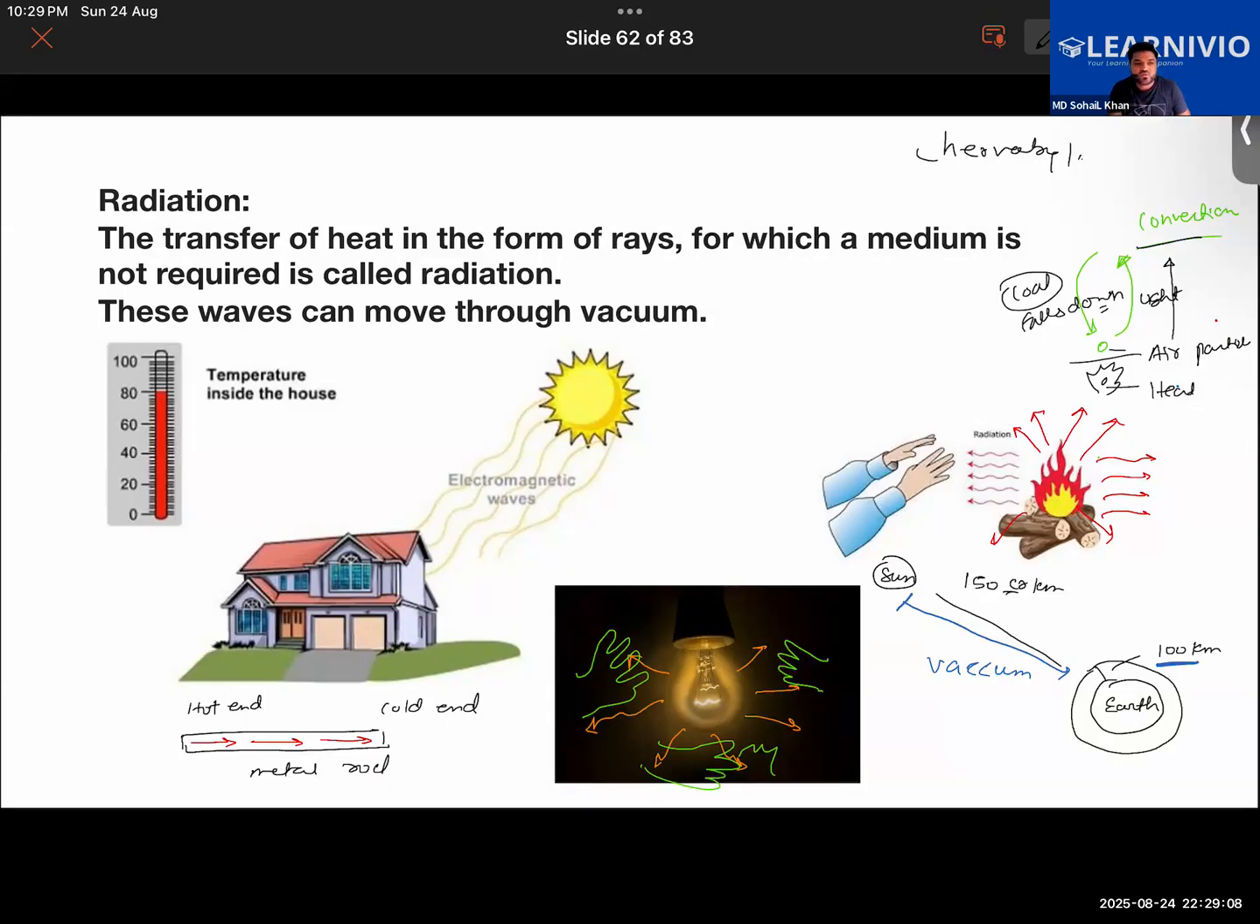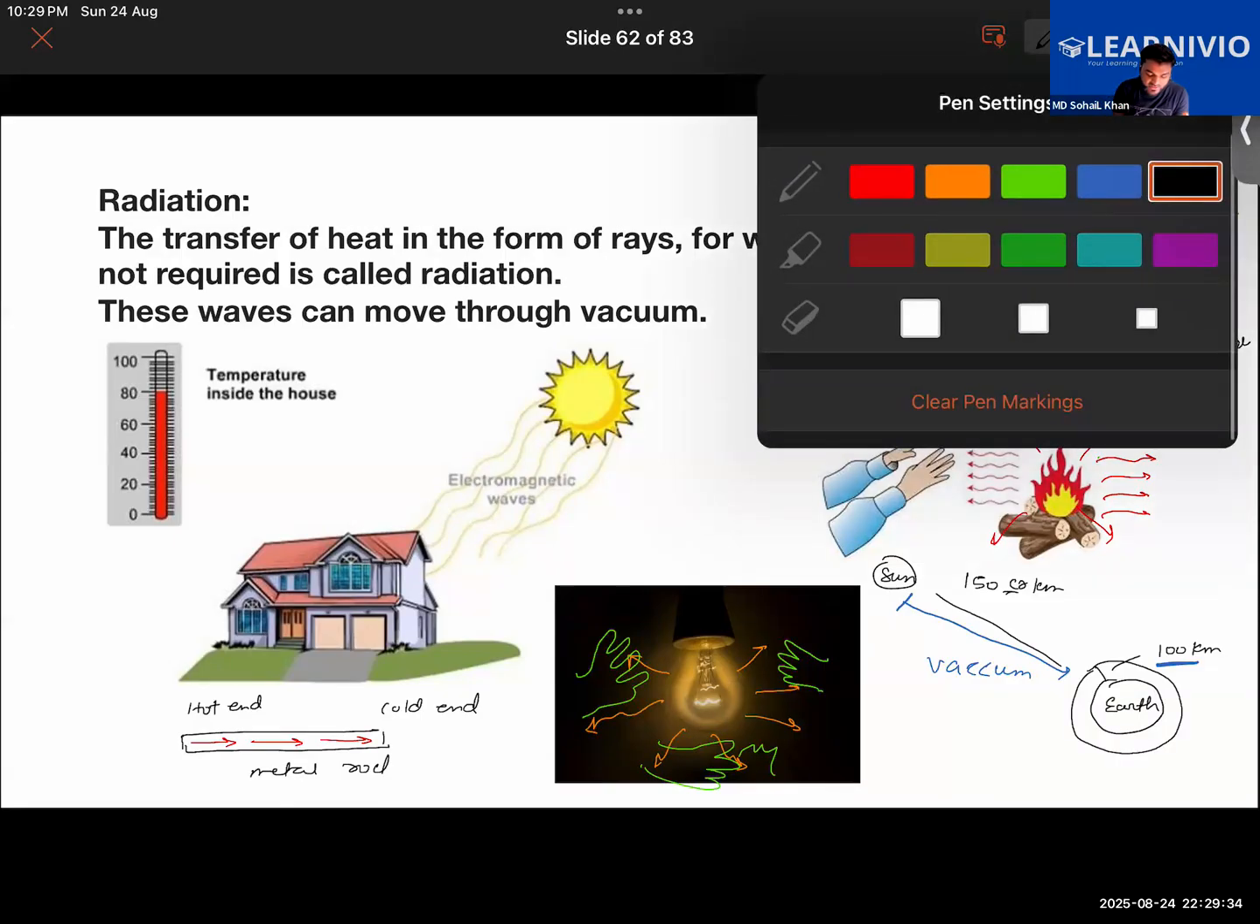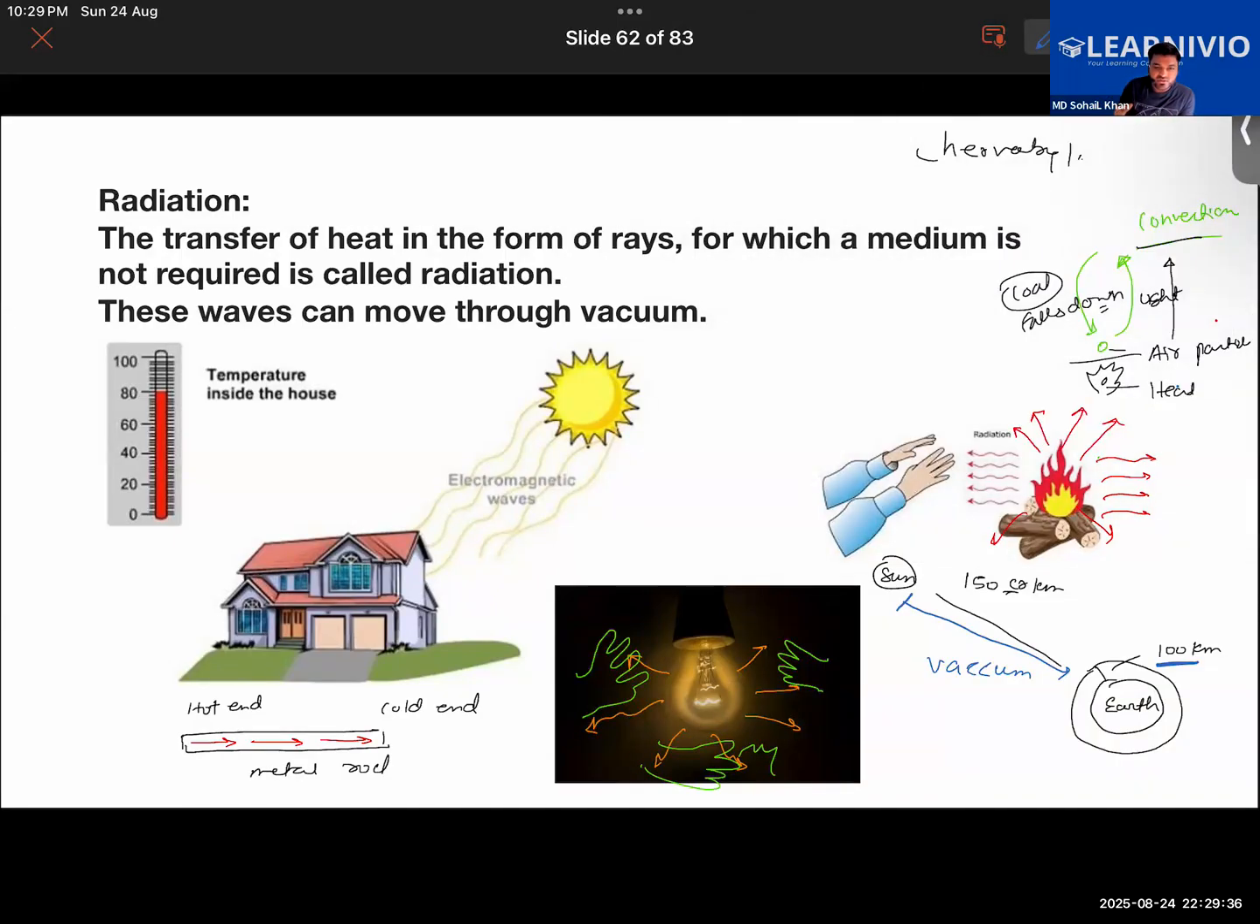Now we have another mode of transfer of heat, and that is radiation. The transfer of heat in the form of rays, for which a medium is not required, is called radiation. Like the heat from the sun reaches the earth via radiation, and in this form heat travels in the form of rays. Heat can travel in different directions, not only in one direction. Like the heat from the sun is not only reaching the earth; it's reaching the moon and other planets also.